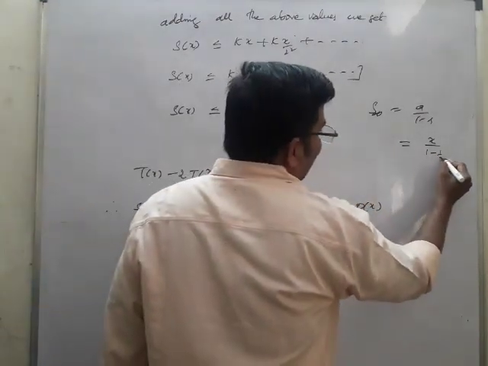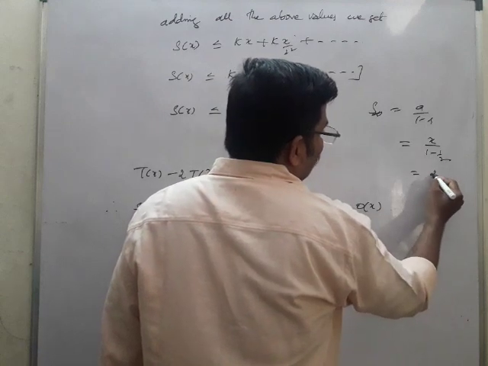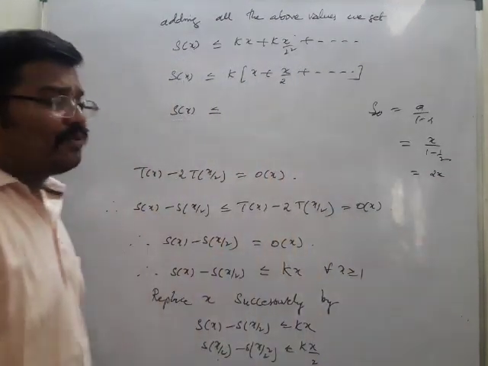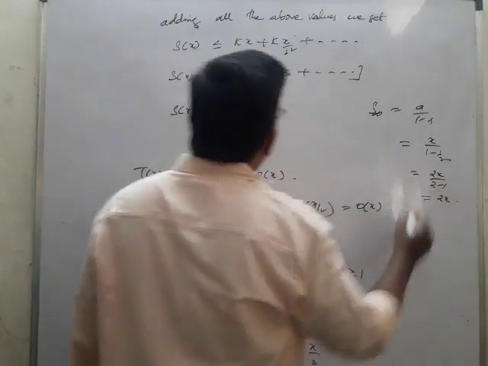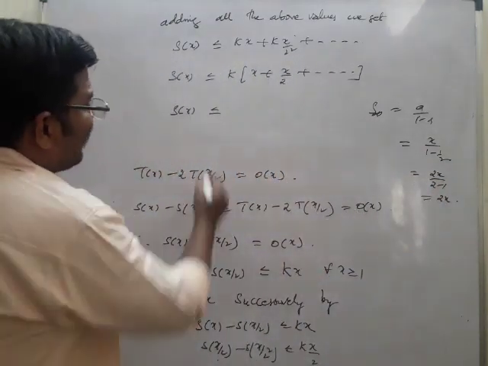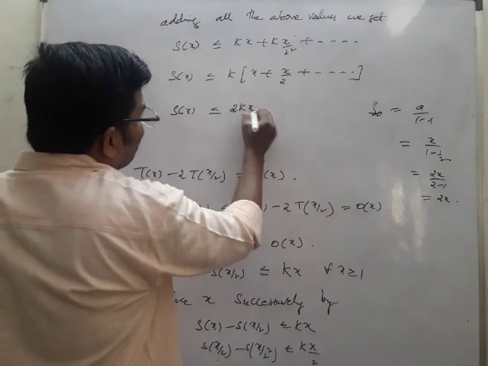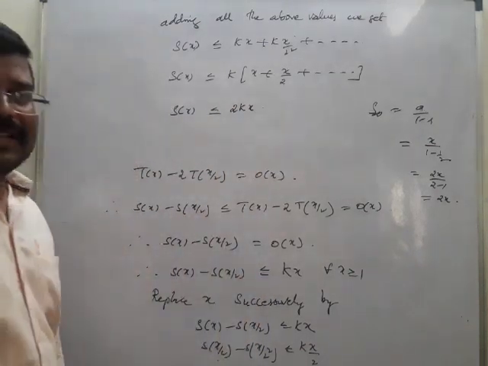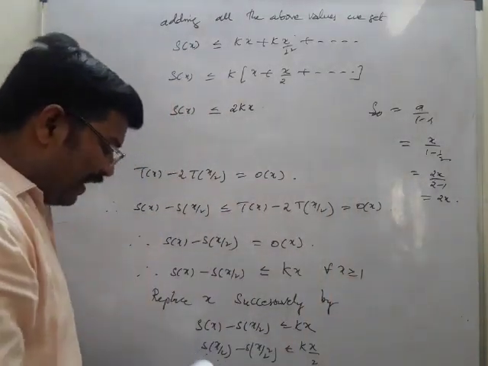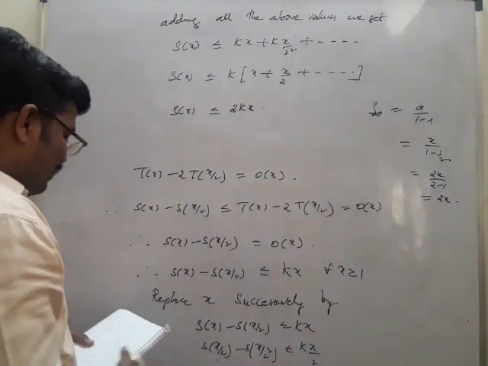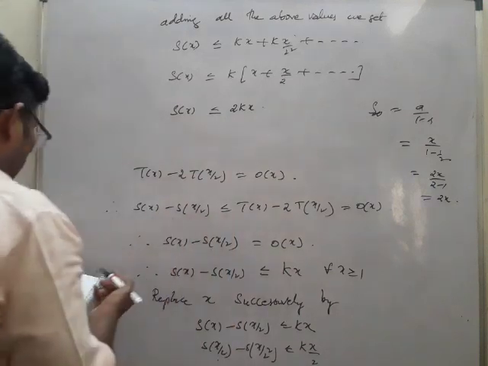So 1 minus 1 by 2 gives 1 by 2, and x divided by 1 by 2 gives 2x. So I may write it as 2kx. You got 2kx if you use this form. So what is the value we got?